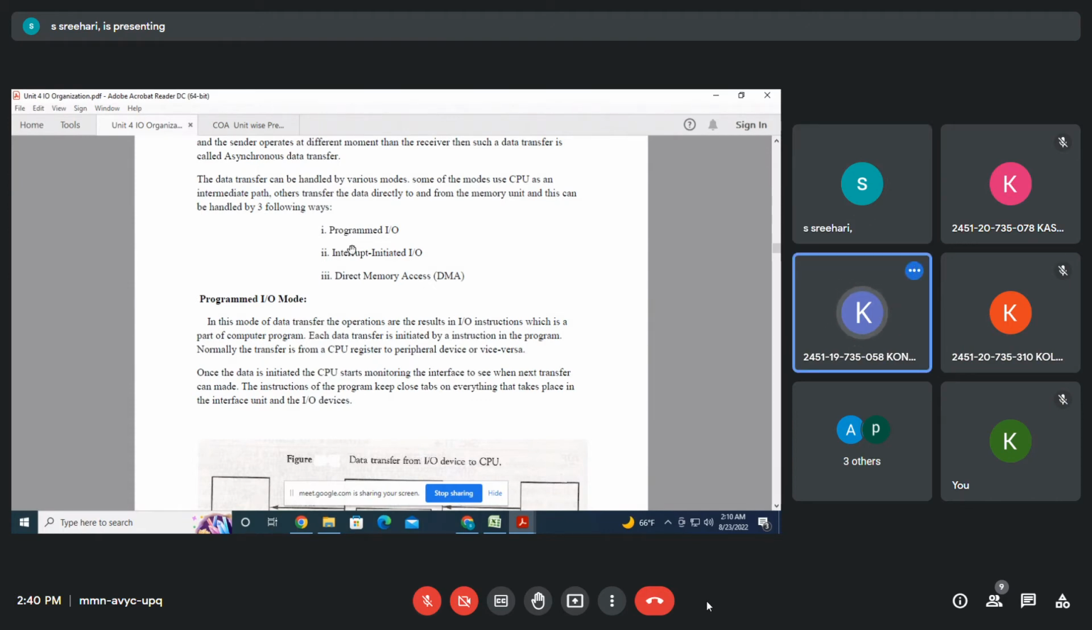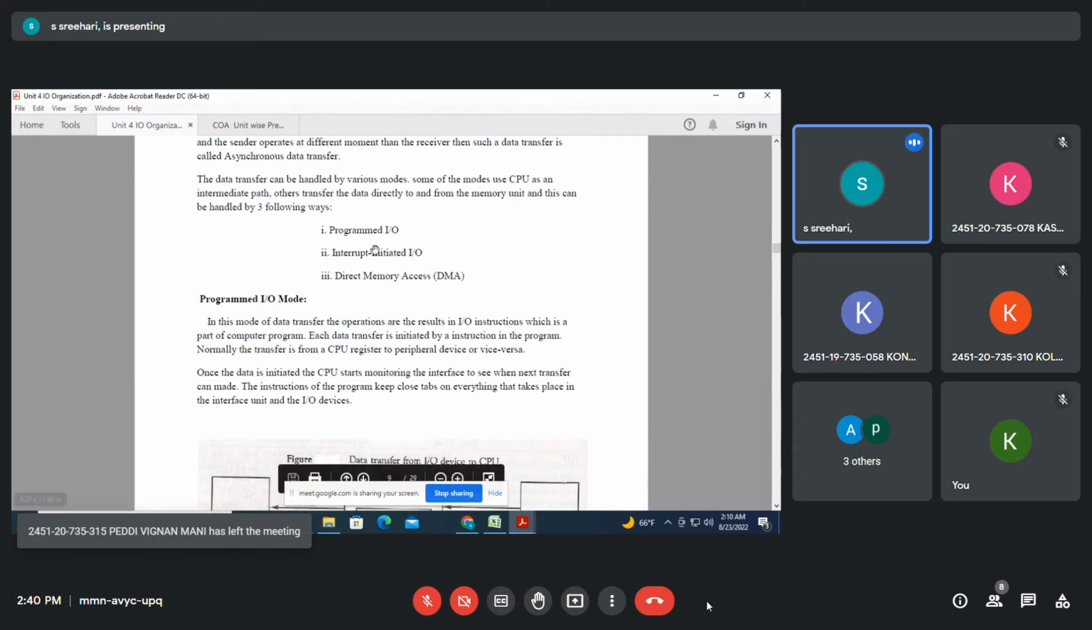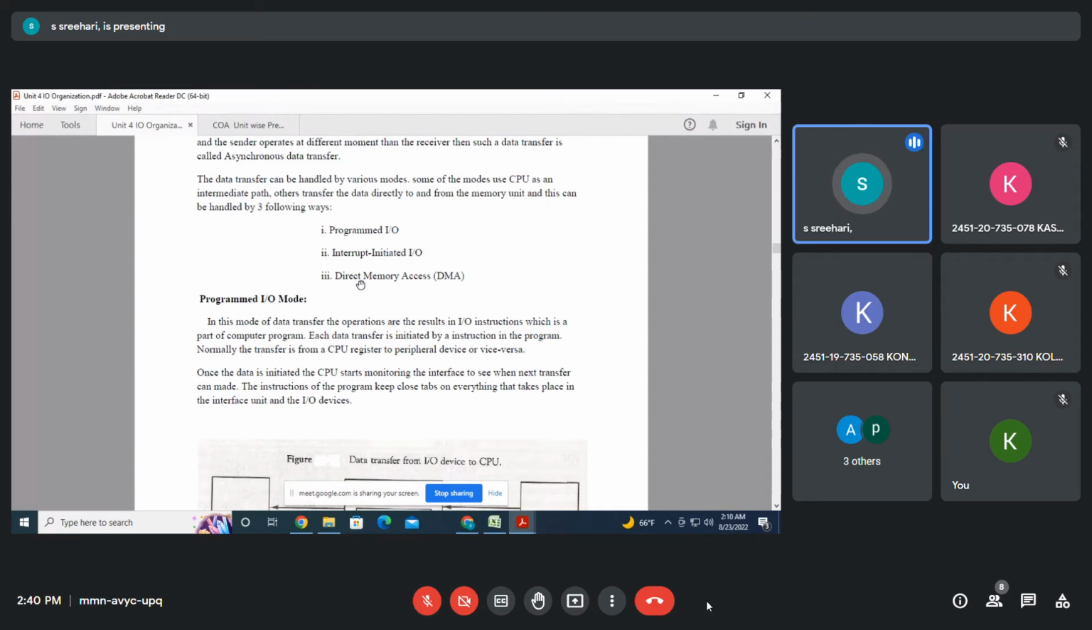Synchronous, asynchronous. In that, we are going to have three methods. You have to write them: programmed IO, interrupt initiated IO, and direct memory access. These are the three data transfer methods we are going to be using.